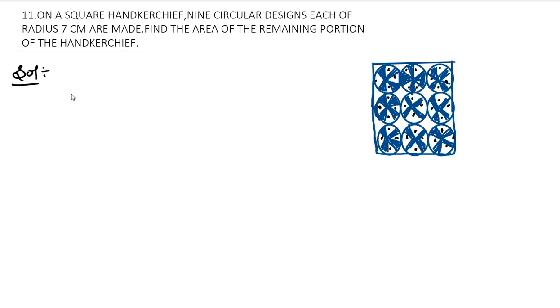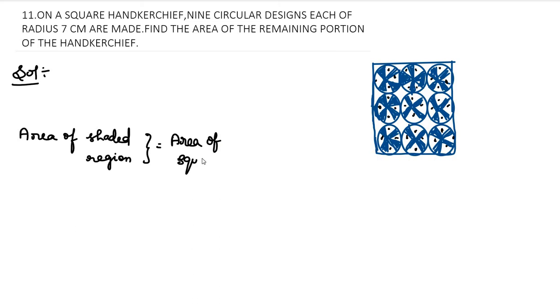Okay, we are going to find the remaining portion. So let us find. How will we find? Area of the shaded region is equal to area of a square minus 9 times the area of a circle.